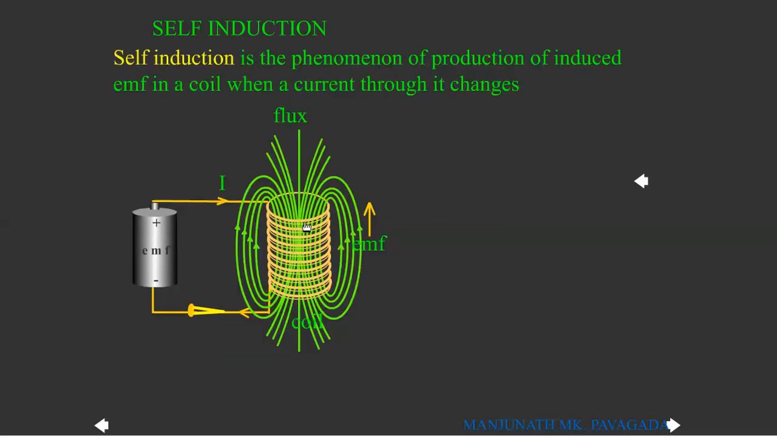So now let us know what is self-induction. Self-induction is the phenomenon of production of induced EMF in a coil when the current through it changes. Look here, EMF is induced in it when current through the coil changes. If the value of current does not change, EMF is not induced in the coil. So the condition for self-induction is change in current, and of course, in turn, change in flux linking with the same coil.